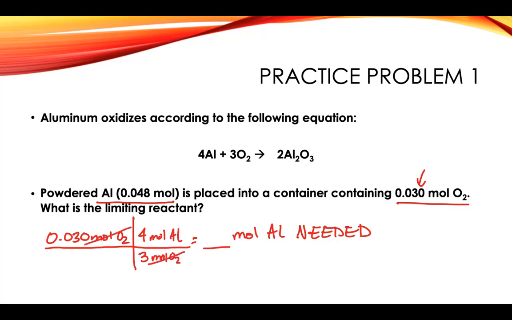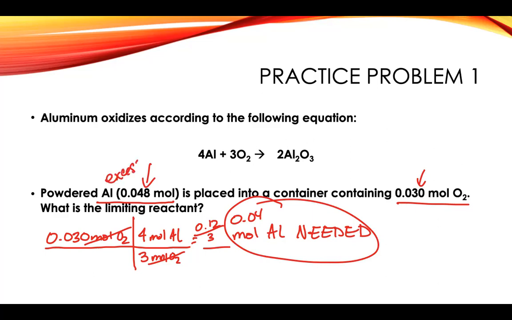So 0.03 times 4 is 0.12, right? 4 times 3 is 12, and that moves over the decimal. And then that divided by 3 should be 0.04. Just to double check, 0.12 divided by 3. Yeah, 0.04. So I need 0.04 moles of Al. How much do I have? 0.048. So I have just a little bit too much Al, which means Al is in excess, and that means O2 is limiting. Okay, so O2 is the limiting reactant.